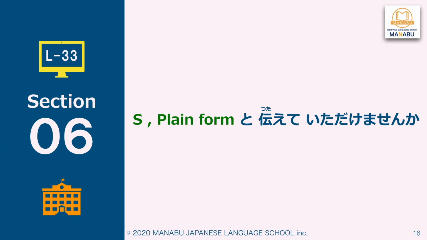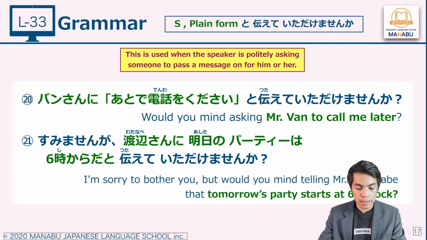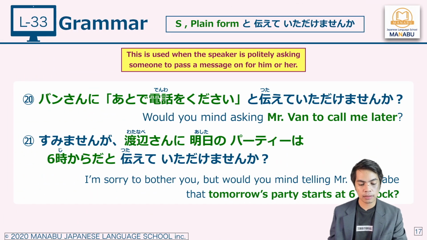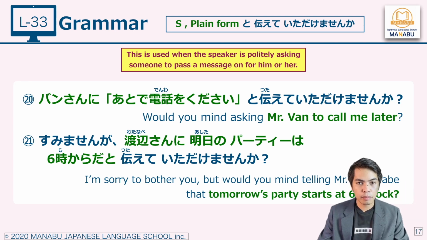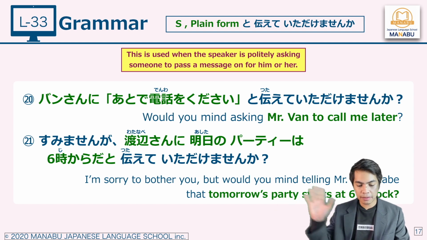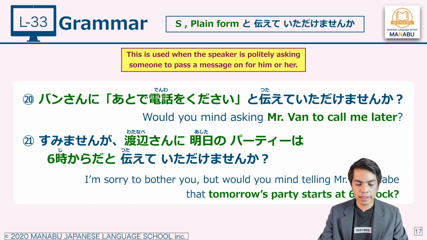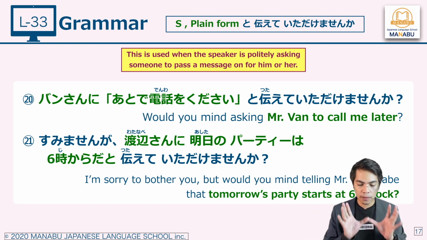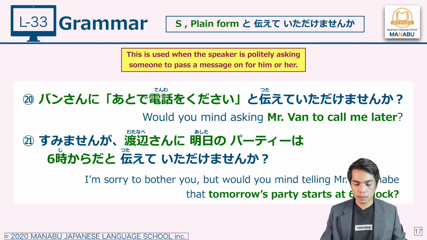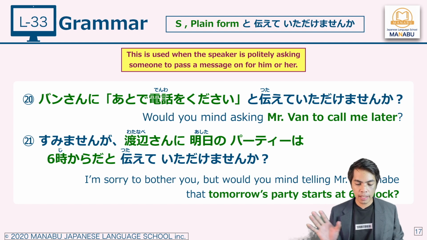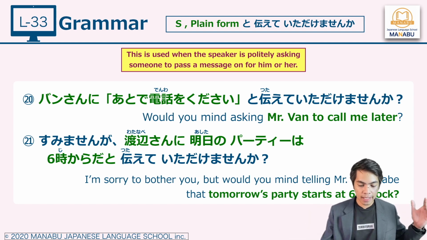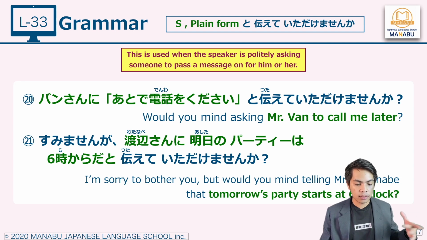Grammar point number 6, plain form sentences to chotaite itadakimasen ka. So this is used when the speaker is politely asking someone to pass a message to another person. So just like example number 20, Van-san ni, so person ni, to Mr. Van. Ato de denwa o kudasai. So this is the message. Ato de denwa o kudasai. Please call me. To chotaite itadakimasen ka. So remember this pattern, person ni, then the message, then to chotaite itadakimasen ka, when you are asking someone politely to tell another person or to deliver a message.